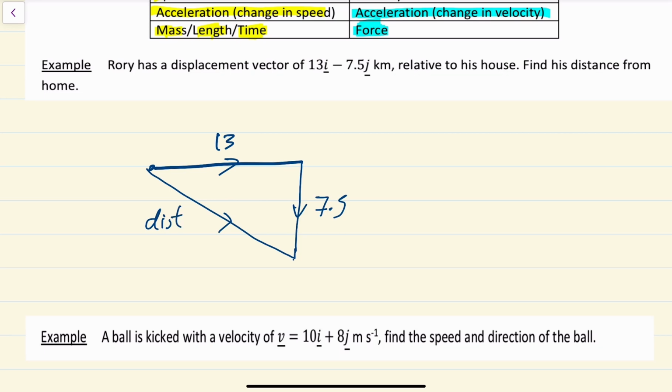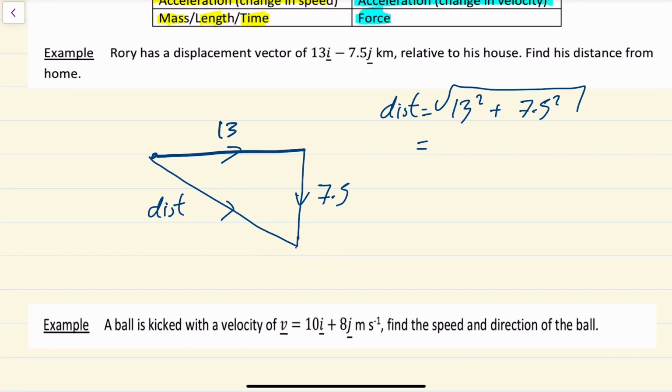So you could just use Pythagoras and say the distance is equal to 13 squared plus 7.5 squared and square root all of that. So 13 squared plus 7.5 squared square rooted. And then that works out to be, to 3 sig figs, 15.0 kilometers.